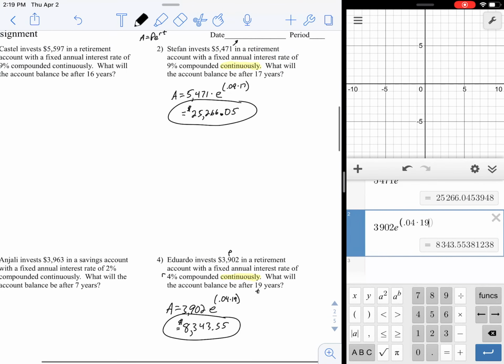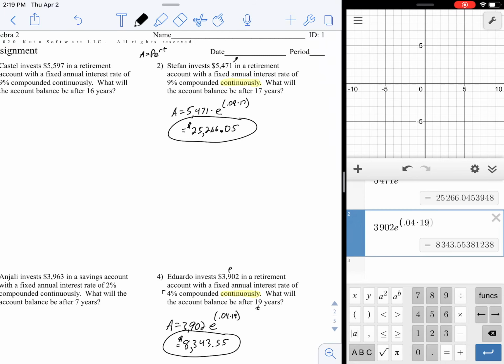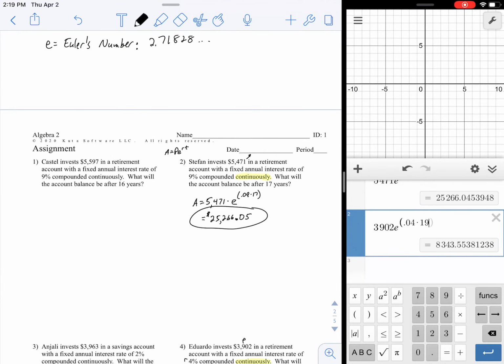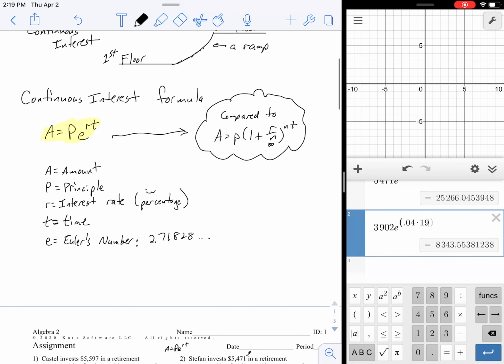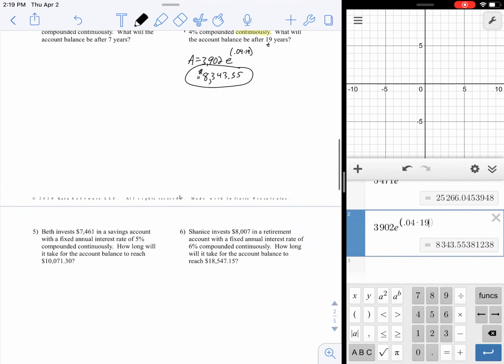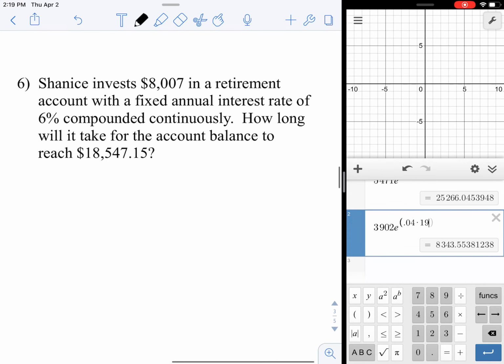So e is that number you learned about yesterday. It's part of this formula for what we call continuous interest, so that at any given moment, interest is being calculated and added into a loan or an investment. This is the key formula. So now let's talk about the next 2 problems.